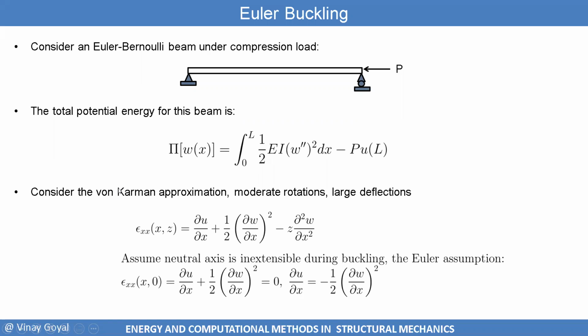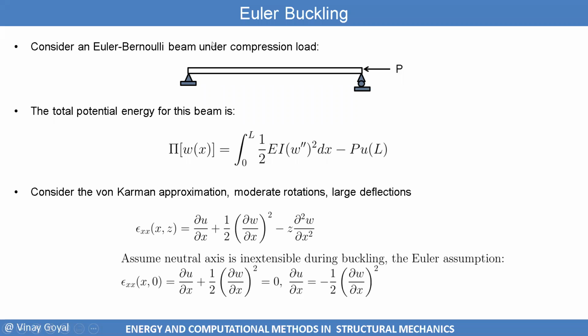Now we want to consider something called the von Karman approximation for moderate rotations, large deflections. I already covered this in a previous video lecture, but let me remind you. So the strain was calculated as derivative of u with respect to x plus 1 half derivative of w with respect to x squared minus z times the curvature. That's what we got. We usually have been dropping this term. When you're really working with buckling, you want to keep nonlinear terms.